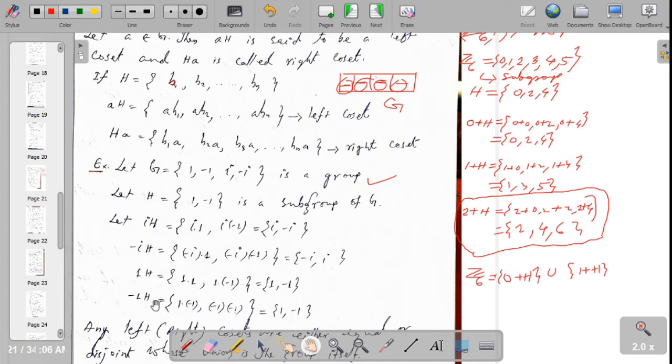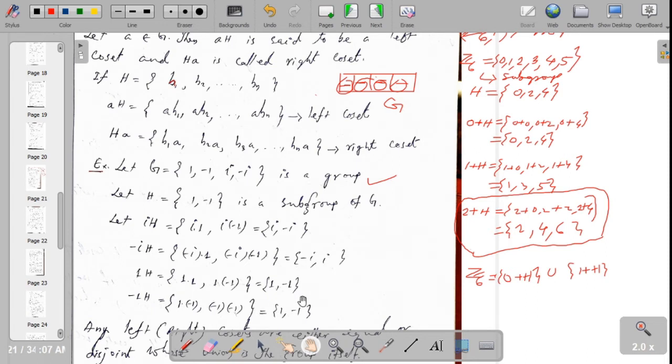Now how many cosets do we have? 1, 2, 3, 4 cosets. Among these four cosets, we'll find that these cosets are either equal or disjoint. So what are the equal cosets? {i, -i}, and this is also {-i, i}. Order doesn't matter in a set. So these two cosets are equal. Similarly, these two cosets are also equal. So in fact we have only two cosets. That is, one coset is {i, -i}, another coset is {1, -1}.